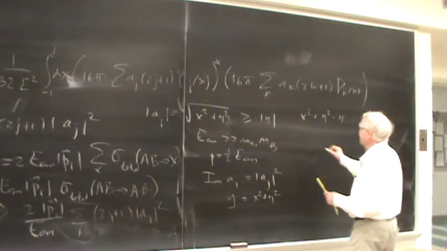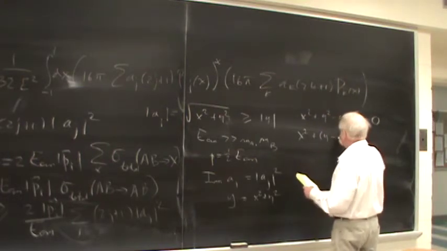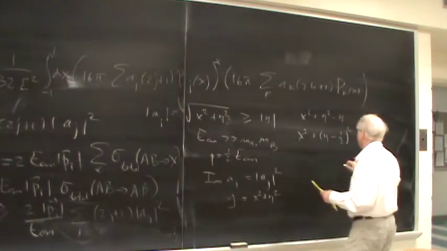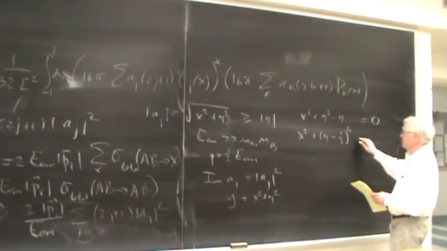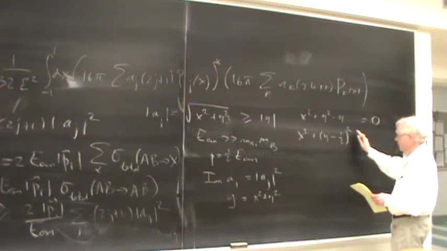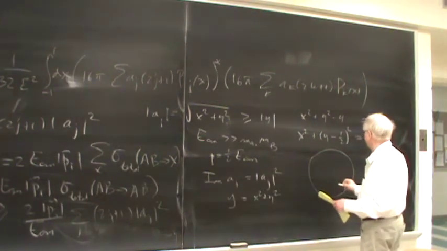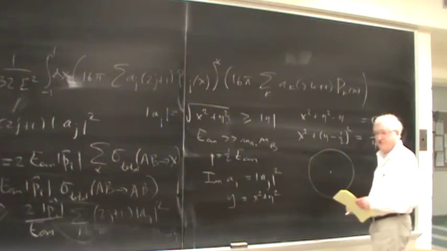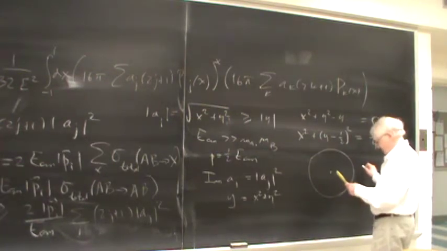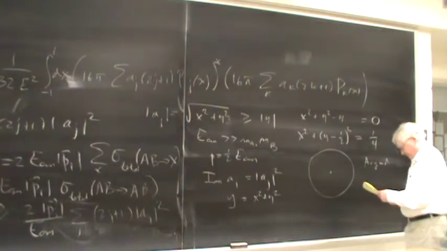And so we can rewrite that as x squared plus (y minus a half) squared. And that gives us a plus a quarter. So we have to subtract a quarter, or putting it on the other side, we get a quarter. So this is the equation for a circle of radius a half about the point (0, 1/2). And for some reason this is called an Argand diagram.